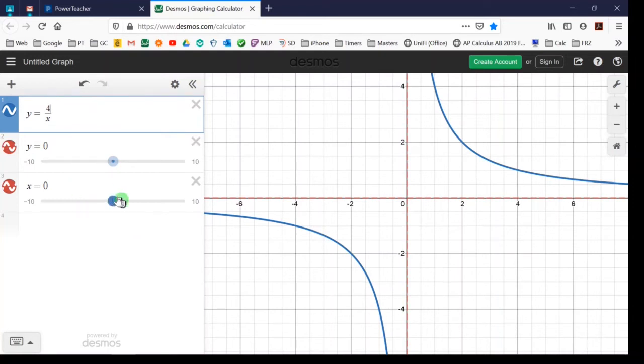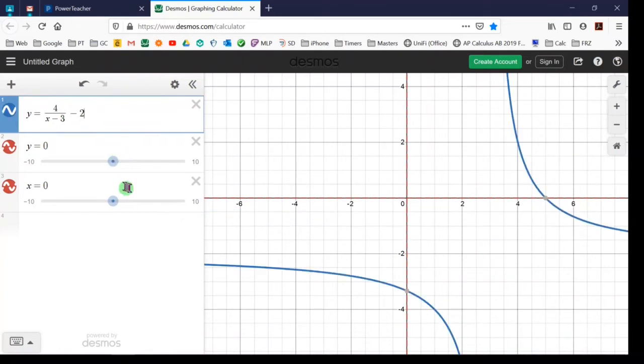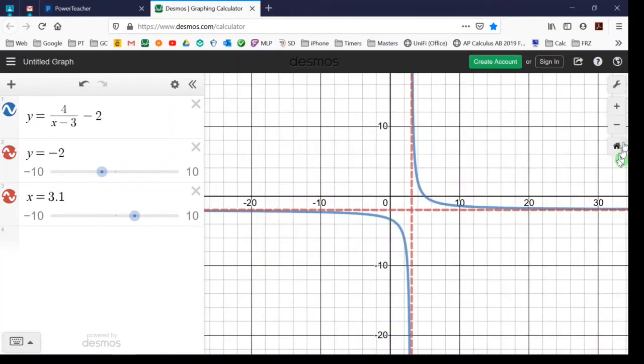Okay, let's go ahead and do that. Let's make a graph that is 3 to the right. So that means on the denominator here, I'll put x - 3. And let's make it 2 down, so -2 here. Well, where are the asymptotes now? If the horizontal asymptote has moved down 2 spaces, this is going to be y = -2. So that's right there. And if we move over 3 to the right, then this is going to be x = 3. Okay, and hopefully you can see that that's where the asymptotes are.